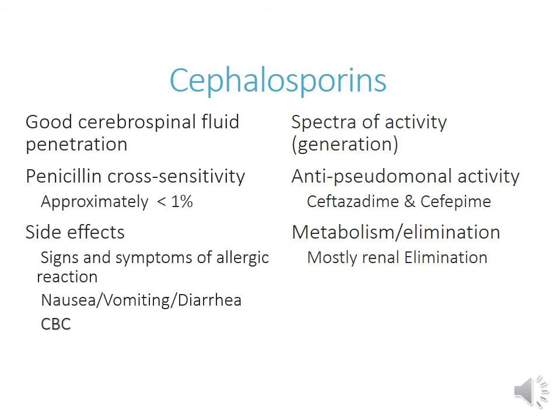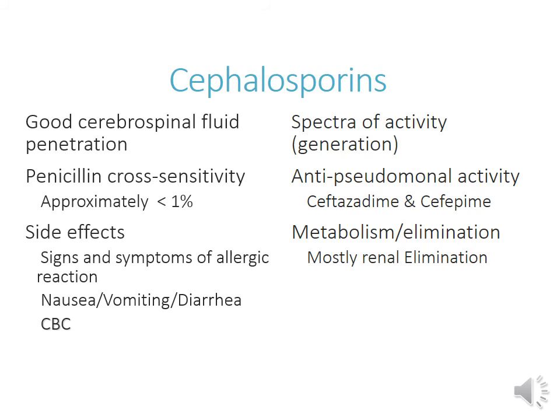Anywho, so again, as far as side effects go for the class, very similar to what you might see with the penicillin. Again, looking for things like nausea and vomiting, diarrhea that are going to be just common side effects. And then obviously your CBC, you're looking for platelet changes at all. And then we'll talk about the spectrum of activity, and that's really going to be based on the generation of cephalosporin that we're talking about. I'll get to that in a second.